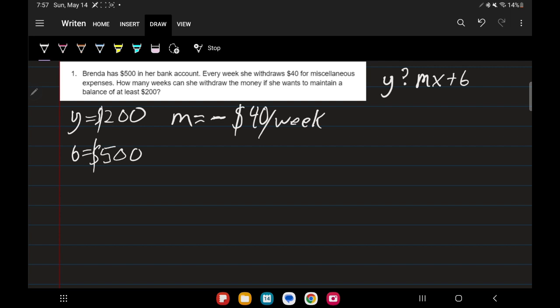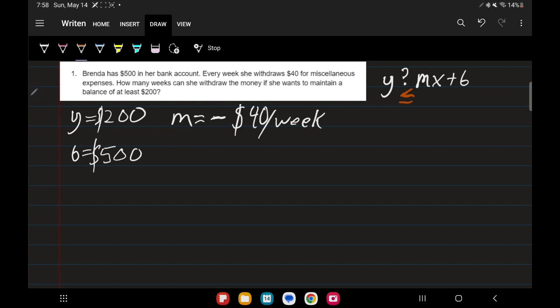We can now go through and just make one more determination. What goes where that question mark is? In this case, our question mark is going to be she wants to maintain a balance of at least $200. So $200 needs to be less than or equal to what's over here. So she wants to have more than or equal to $200. This is the amount of money she has. This is the amount that she doesn't want to go under.